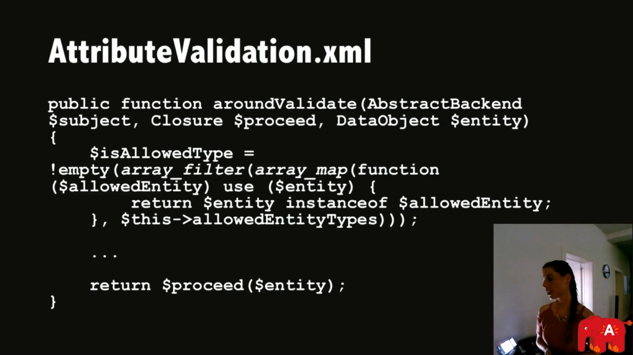The around plugin will first receive a subject. It will receive a callable, here the closure. And after that, all the arguments that might be passed to the method you're trying to change. Then, like I said, first you can do something maybe with arguments, then you have to call the callable to let the actual method run, and then you can do something with the return value.